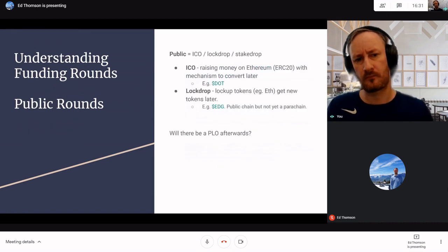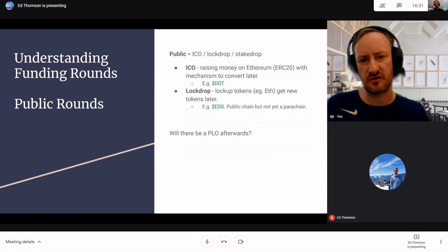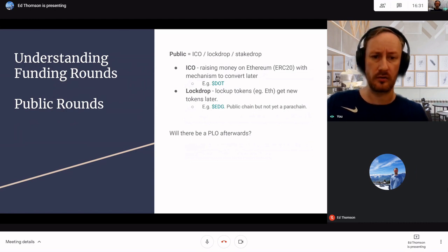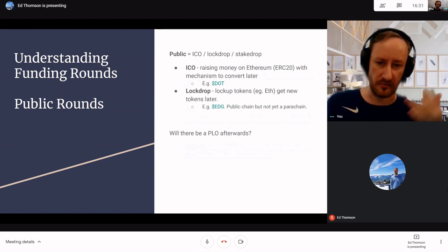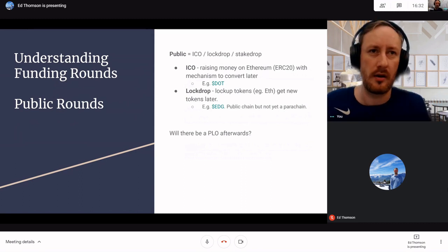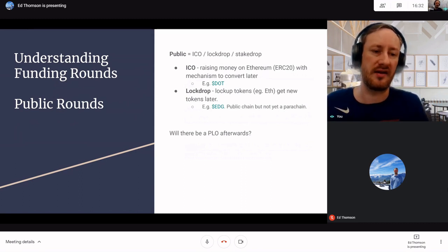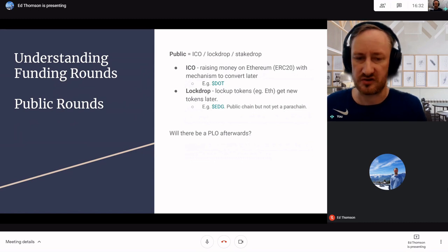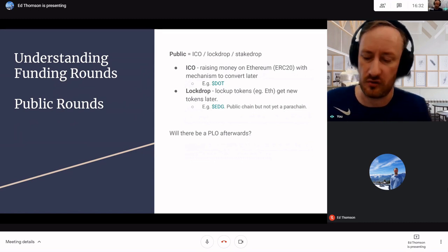So I mentioned, of course, that a team might do a public round, like an ICO or a lock drop or something, ahead of doing a PLO. You will have some sort of public figure for the value of a token, because obviously it's a public round. But at least there will be some number for you to take an estimate for the PLO rewards, which is really what I'm trying to focus on in this video.